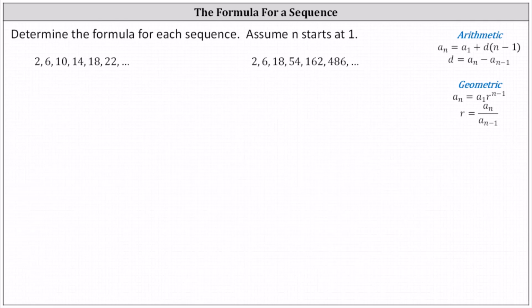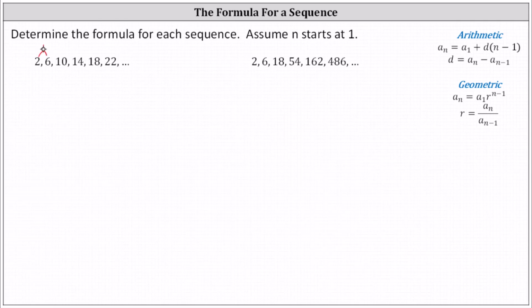Determine the formula for each sequence. Assume n starts at 1. The first step is to look for a pattern in the sequence. Looking at the sequence 2, 6, 10, 14, 18, 22, and so on, notice there is a pattern.